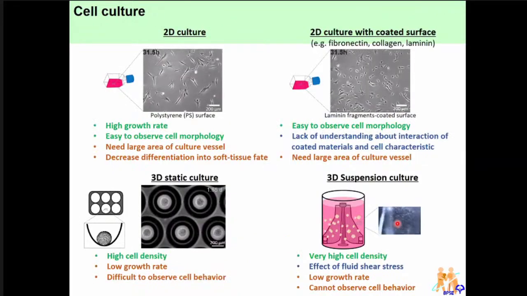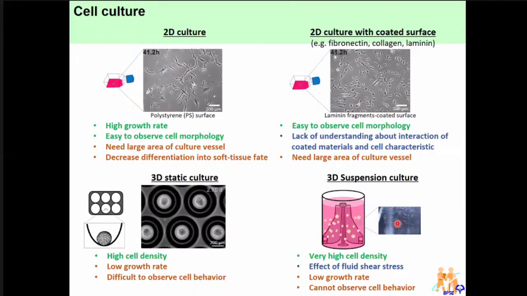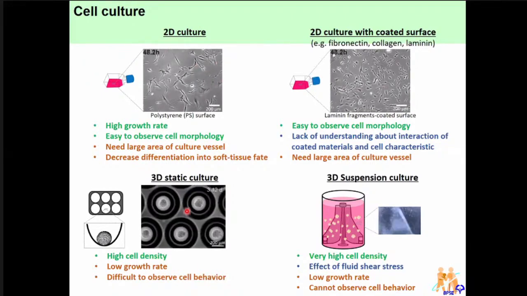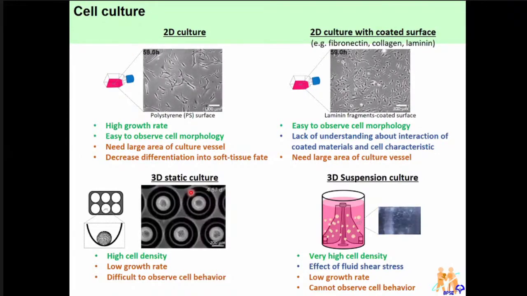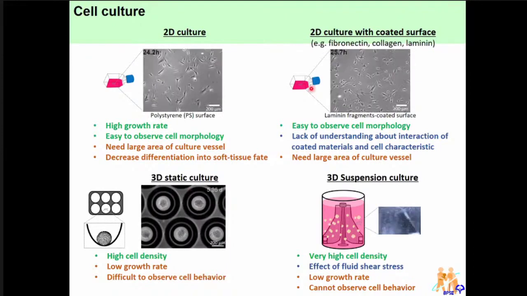Before starting the consideration for the cells, I want to introduce what 2D culture and 3D culture are. 2D culture is on a surface. Cells can adhere on the surface. That's mesenchymal stem cells. And also 2D culture with a coated surface. For example, sometimes we have to coat the surface to grow more. And also the static culture of 3D, the aggregate like this. That's our iPS cells, and the suspension culture like this. The main techniques for the culture.